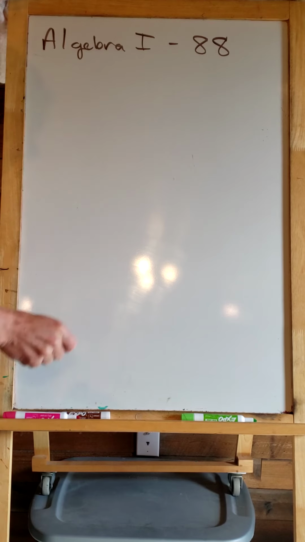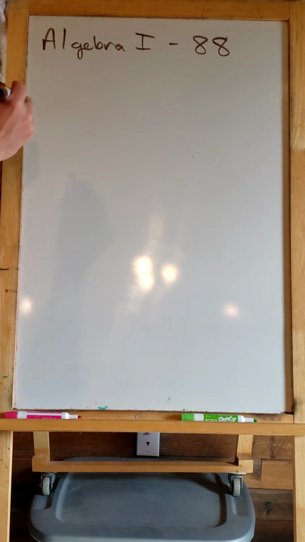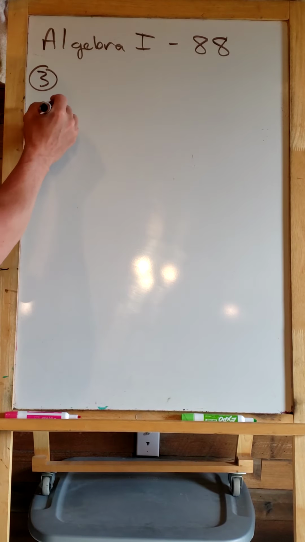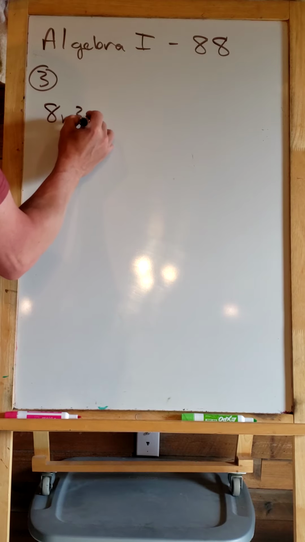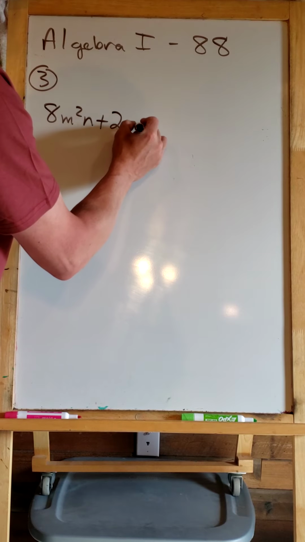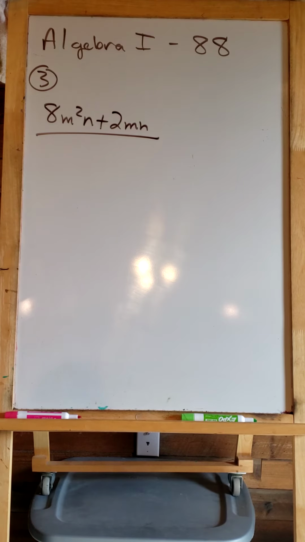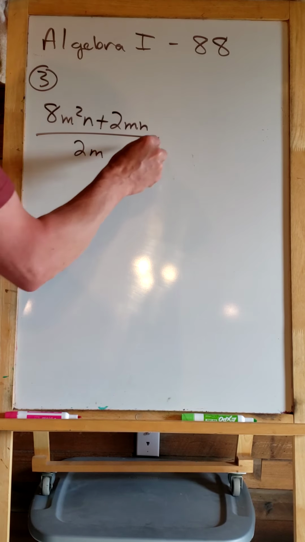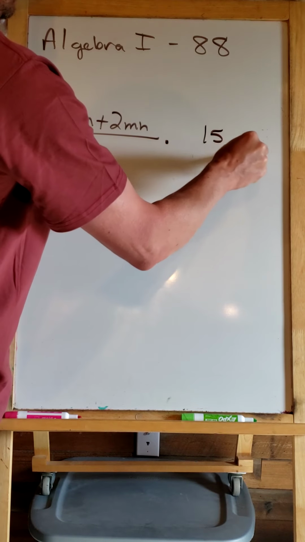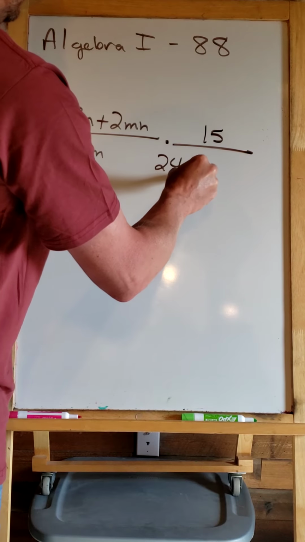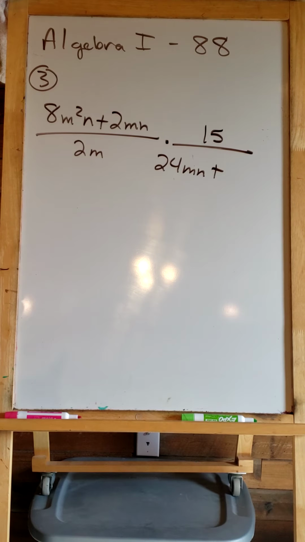Example 3. A little bit crazier. 3. 8m squared n plus 2mn over 2m. And we're multiplying that times 15 over 24mn plus 6n.